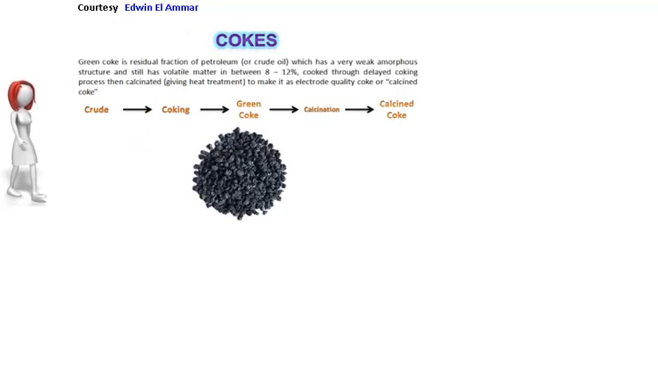Calcined cokes. Green coke is the residual fraction of petroleum or crude oil which has a very weak amorphous structure and still has volatile matter between 8 and 12%. Cooked through the delayed coking process, then calcined by giving heat treatment to make it electrode quality coke, or calcined coke.